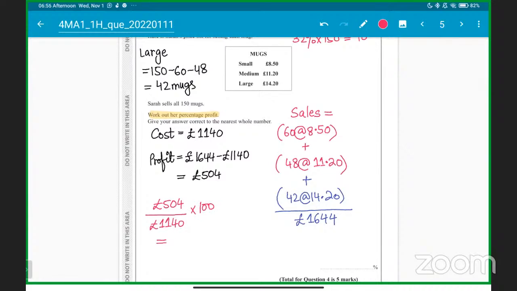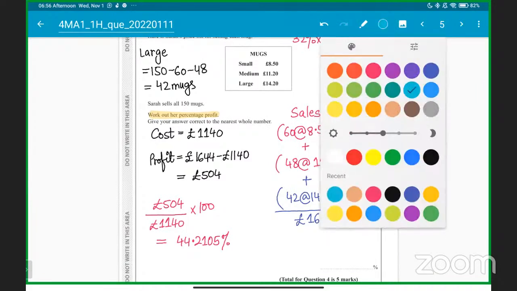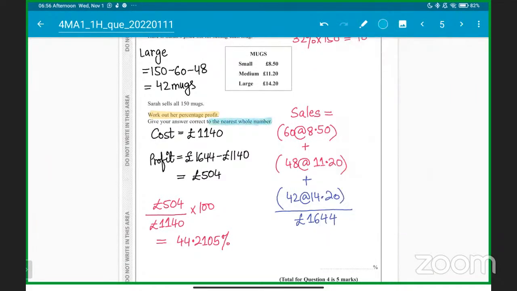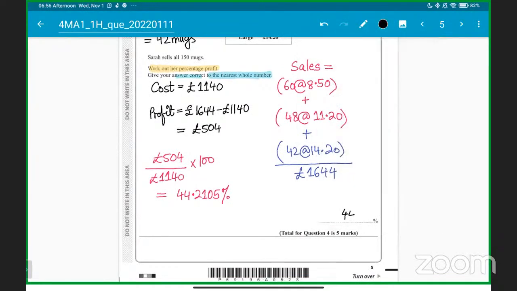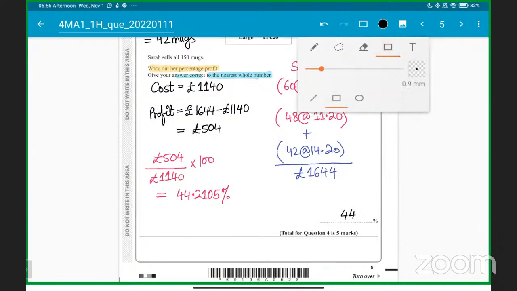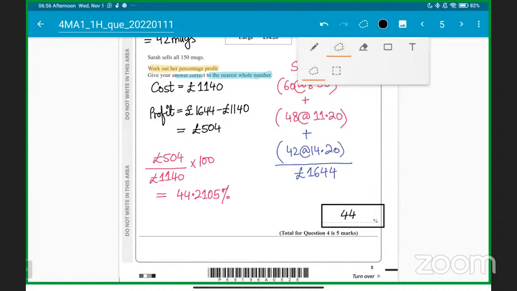So we have got around 44.2105%. Okay. But the last thing they are telling us is very important. You have to give the answer to the nearest whole number. So 44.2105 will become 44% only, rounding off to the nearest whole number. Understood. If it was something like 44.85%, I would have rounded off to 45%. Okay. Claire, you got this right? Yes.